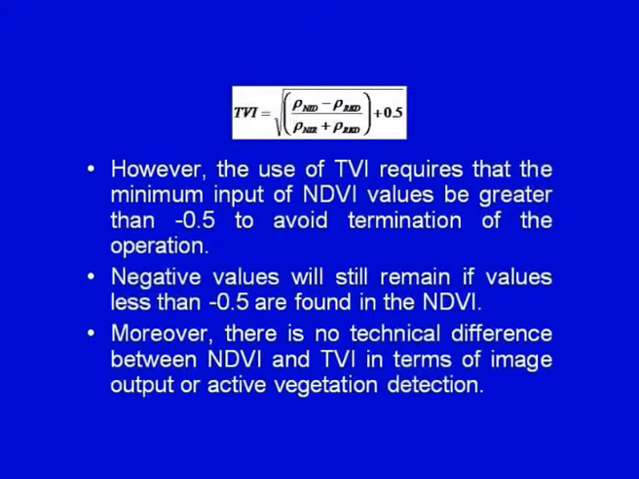Negative values will still remain if the values found in the NDVI are less than -0.5. Moreover, there is no technical difference between NDVI and TVI in terms of image output or active vegetation detection.